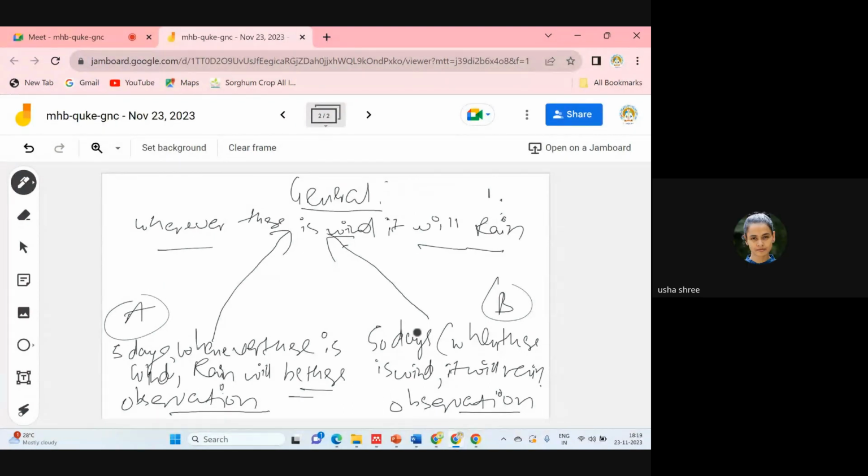Sir, argument B, the argument stated by B is stronger. Yeah, argument given by B is stronger. Can we say that as he observed for every 50 days, when there is wind, it will rain, and every time when he observed, it is a correct statement, he is not lying. So can we say that this statement will also be true?